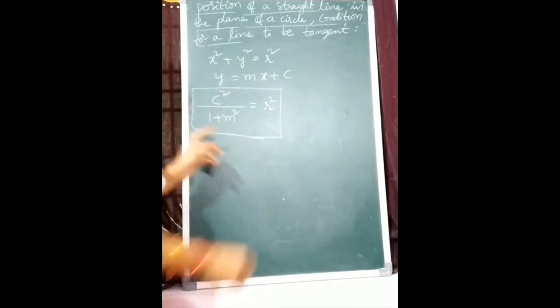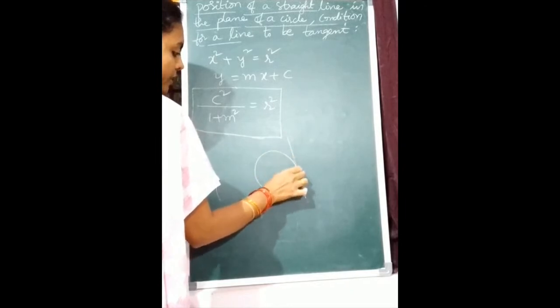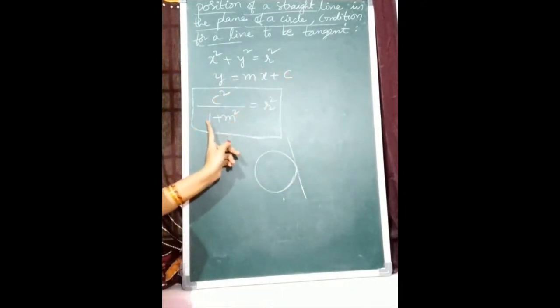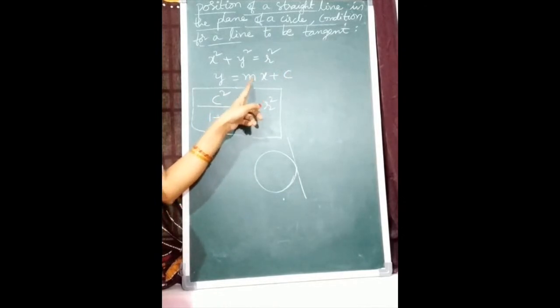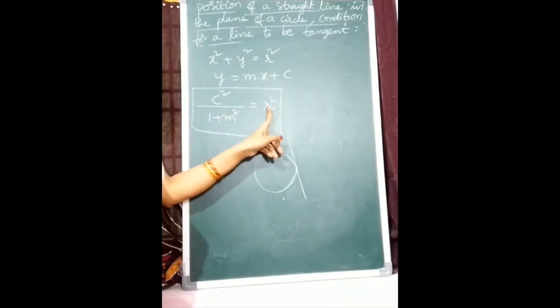The condition for a straight line to be a tangent to a circle is c square by 1 plus m square is equal to r square, where m is the slope of the straight line and r means the radius of the circle.